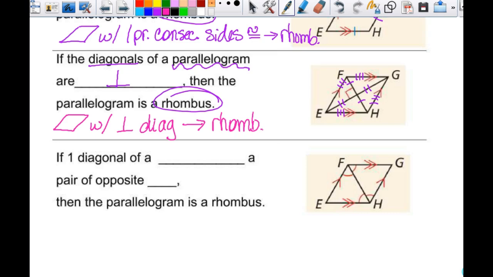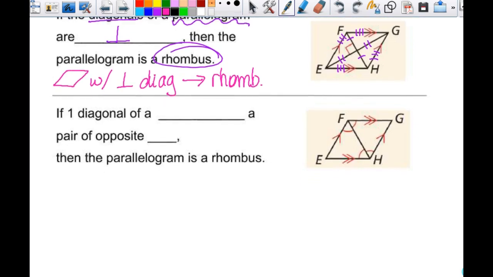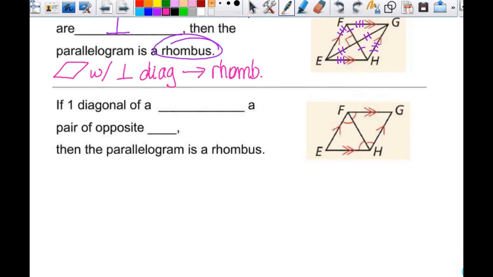Everybody okay with that? All right. So then if one diagonal, and I left off the most important word here, if one diagonal of a parallelogram, that's super important, bisects a pair of opposite angles, then the parallelogram is a rhombus. So we know that the diagonals of a rhombus bisect both pairs of opposite angles. But if you're trying to show that it's a rhombus, you don't have to show that it's actually happening to both pairs. You only have to show one, and here's why.